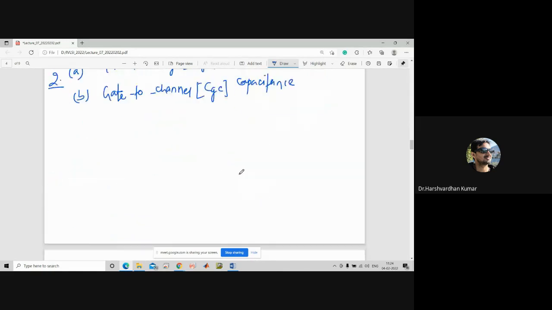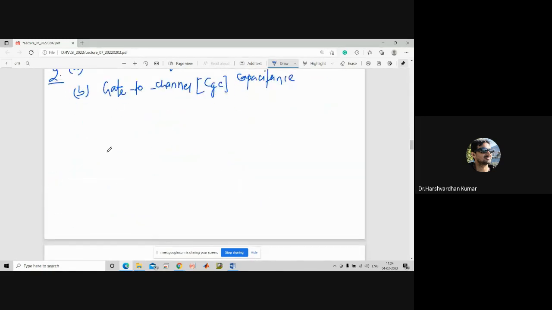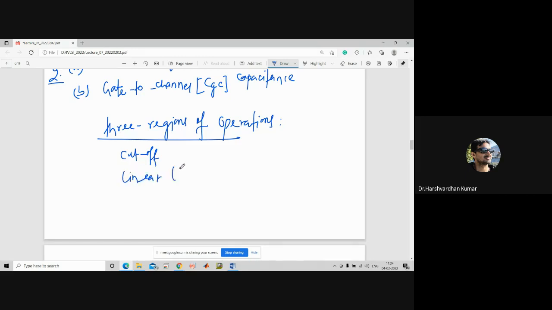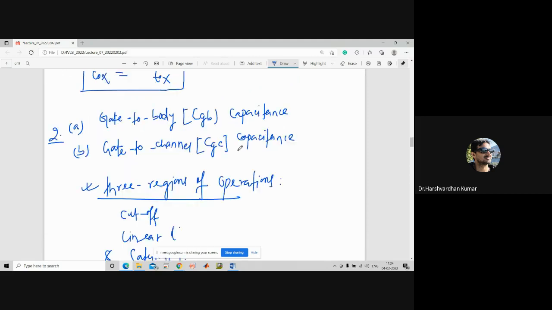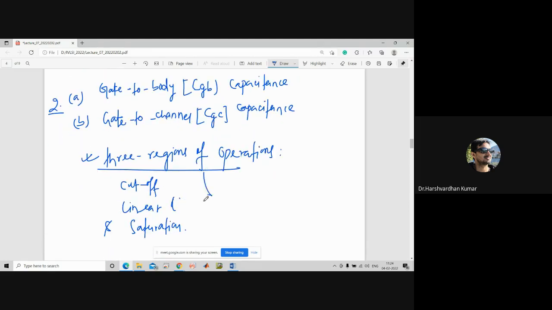Okay, if you remember, there are three regions of operation. What are the three regions of operation? Cut-off, linear, and saturation. So these are the three regions of operation, and here we need to find the capacitance under these three regions.